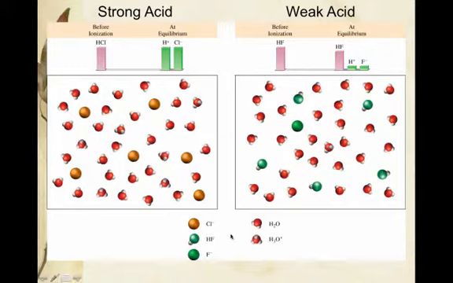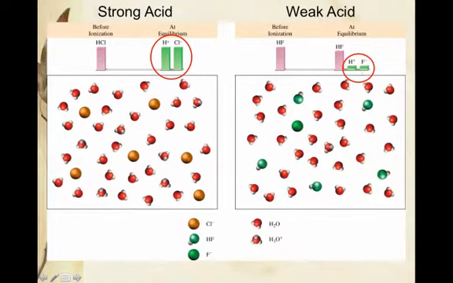Oh, here's how it splits there. Here's the concentration of hydrogen and chlorine. There is no hydrochloric acid left, whereas here there's some hydrofluoric acid left and just a little bit of hydrogen and fluoride.